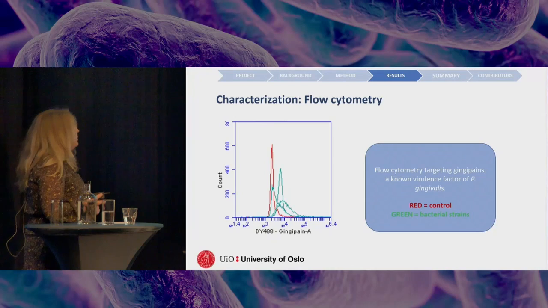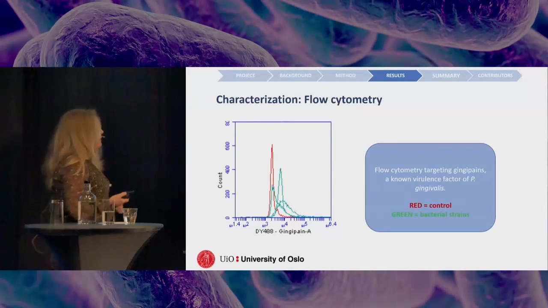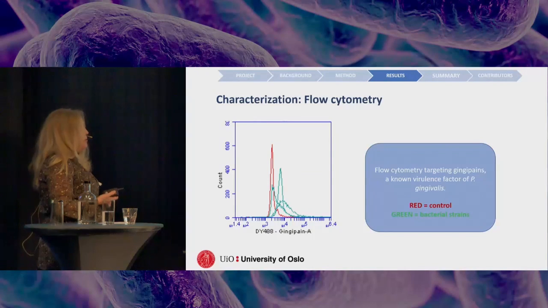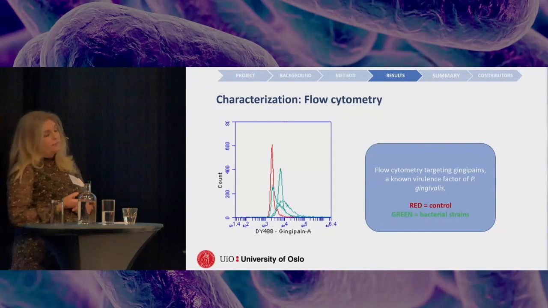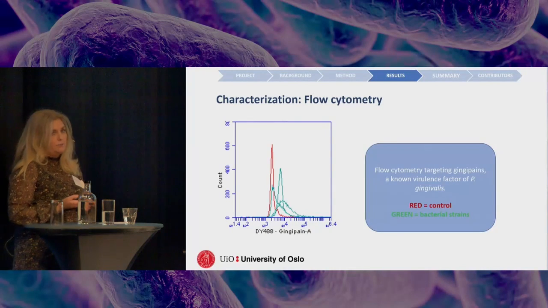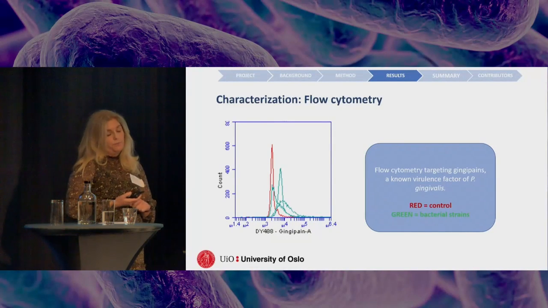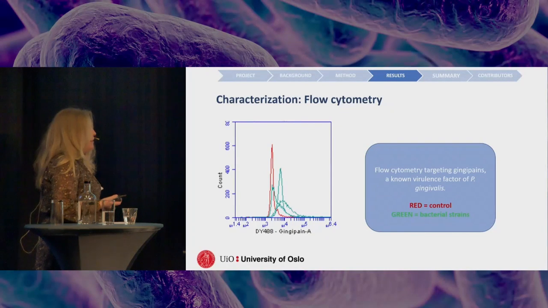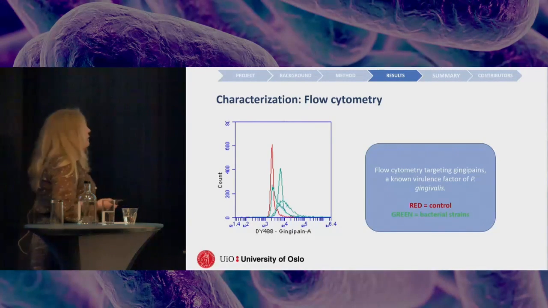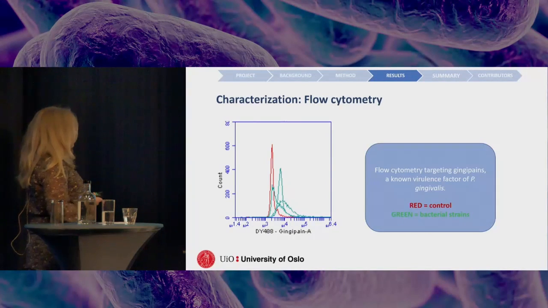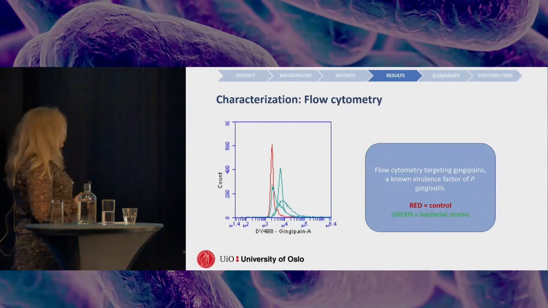And then we do flow cytometry targeting gingipains. Gingipains is a known virulence factor specific to P. gingivalis. So here you can see the fluorescence here and the event count here.